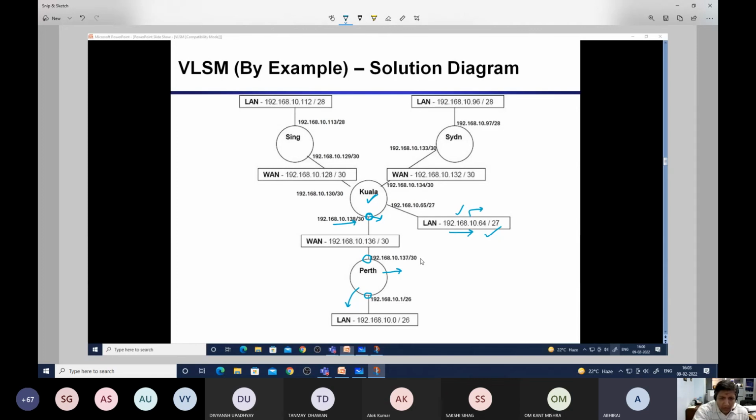Now suppose there is another router here, which is connected to Kuala Lumpur. Now from Perth to the Kuala Lumpur LAN, how many paths are there? Divyansh? So 2 paths. I can go either this way, or I can go this to this to this. Yes, sir.